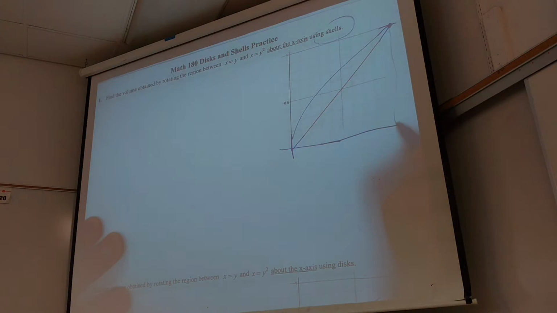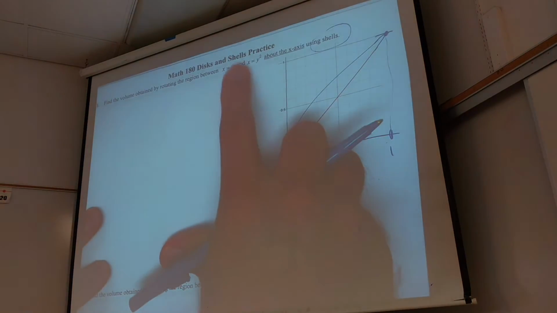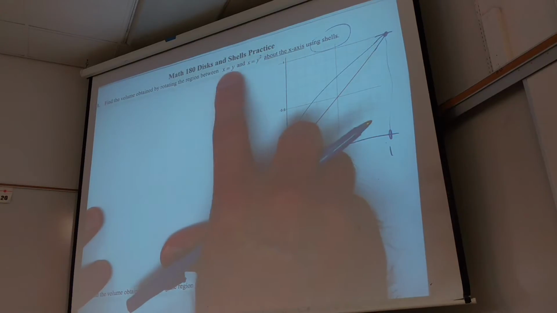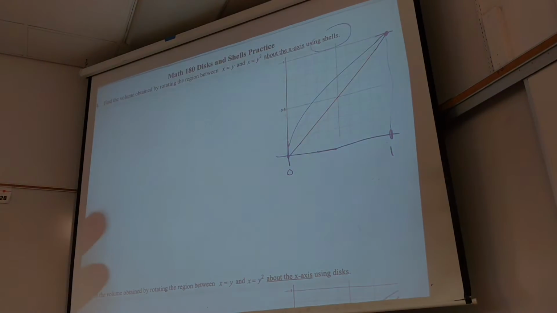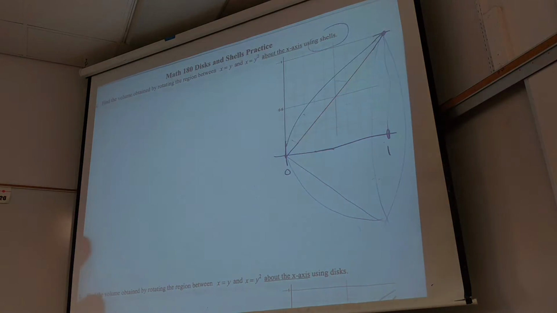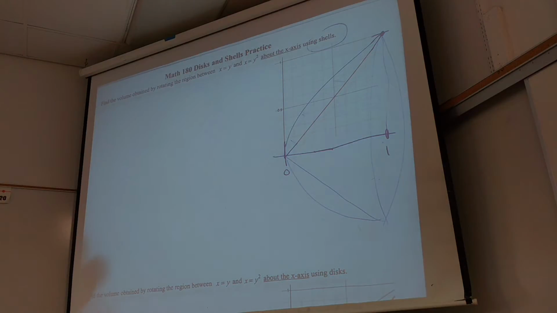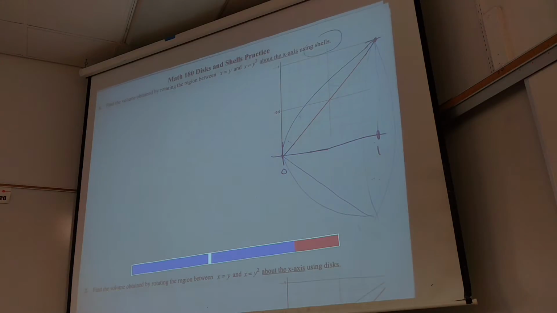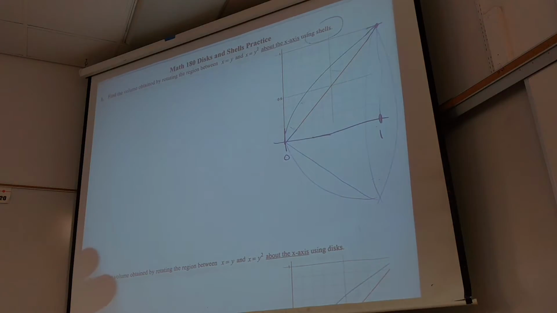Where do these meet here? 1. Because it's pretty easy to see these meet at (0, 0) and (1, 1). So this is the region I'm going to rotate around the x-axis. I'm going to rotate it this way. So I'm going to rotate this around and make this weird bowl shape.